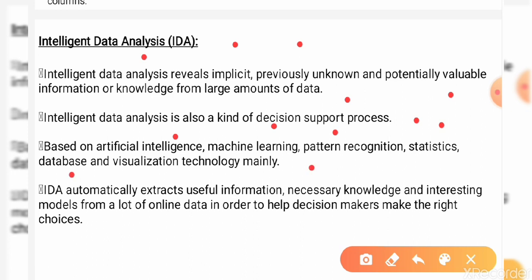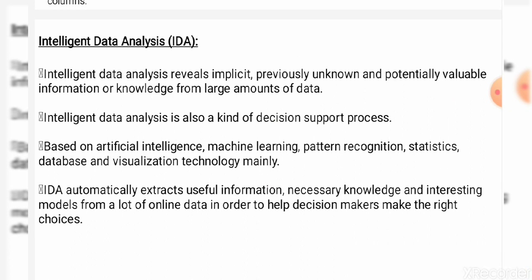IDA automatically extracts the useful information, necessary knowledge and interesting models from a lot of online data in order to help decision makers make the right choices. From the concept of IDA, intelligent data analysis, we can easily analyze the data based upon artificial intelligence techniques. We can map and extract useful information from the online data. That is the process of IDA.